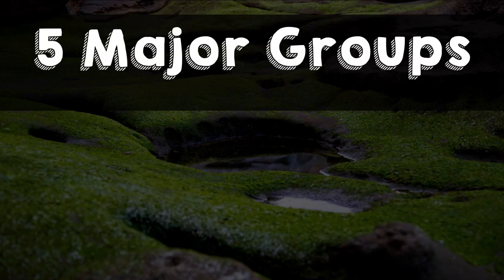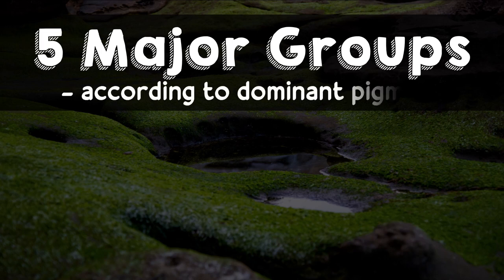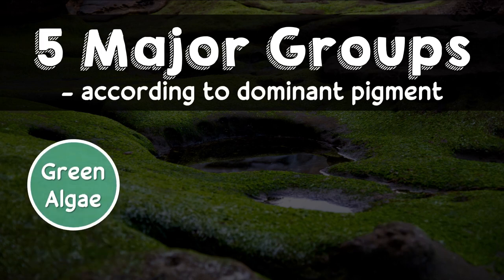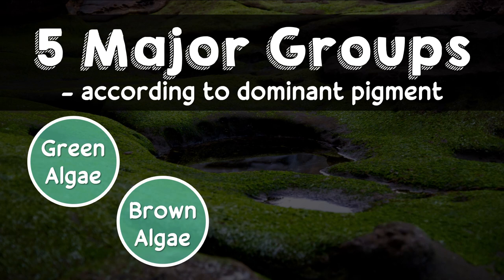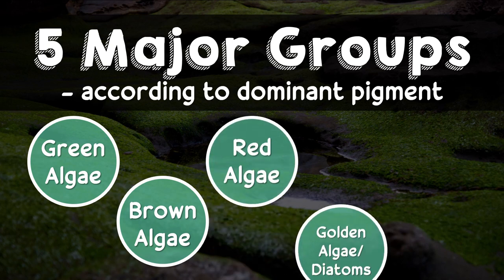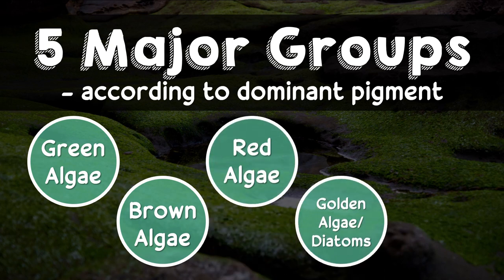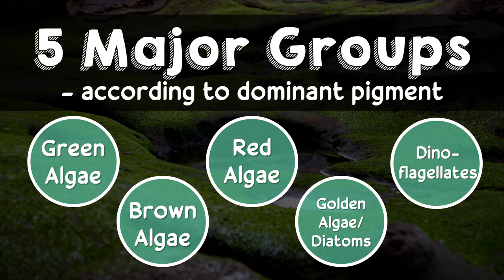There are five major groups of algae, depending on the dominant pigment they produce. We have green algae, brown algae, red algae, golden algae or diatoms, and dinoflagellates. Let's start with green algae.